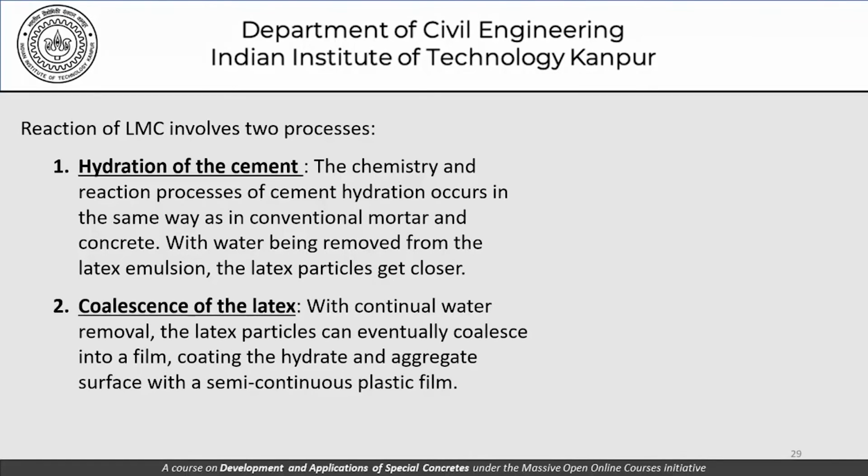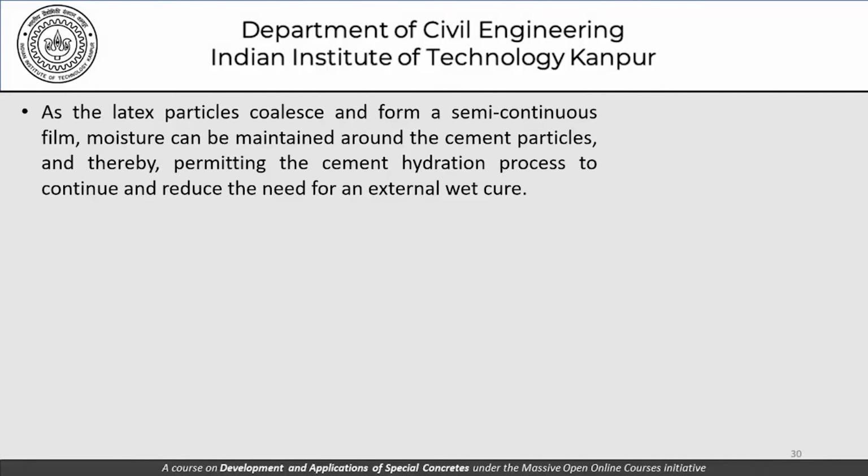With the continual water removal, the latex particles can eventually coalesce into a film, coating the hydrate and the aggregate surface with a semi-continuous plastic film of this latex. As the latex particles coalesce and form a semi-continuous film, moisture can be maintained around the cement particles, thereby permitting the cement hydration process to continue and reducing the need for an external wet cure as far as LMCs is concerned.